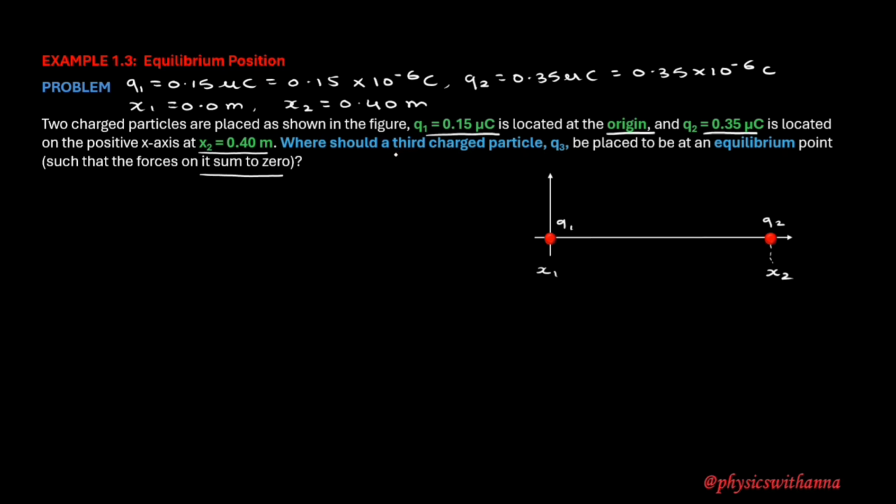We need to find where we can place a third charge Q3 such that Q3 is at equilibrium. Equilibrium means the sum of all forces acting on that charge is equal to 0. Now, how do we determine where to place this charge? If the given two charges are like charges, that means they are both positive or both negative, then the third charge has to be placed at a point in between the two charges. Since here Q1 and Q2 are both positive, I will place my third charge somewhere in between them.